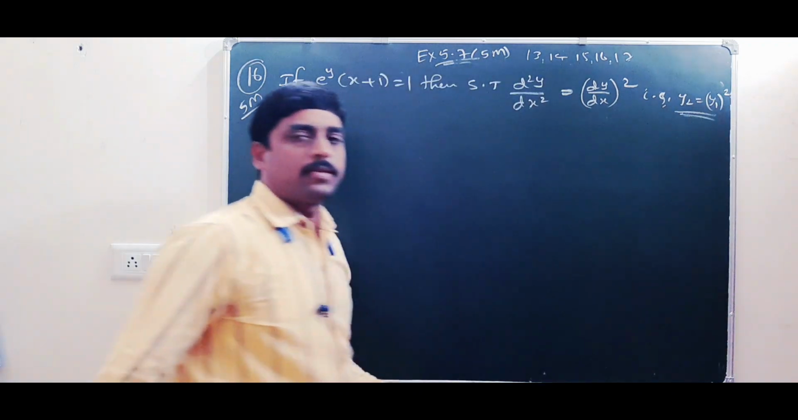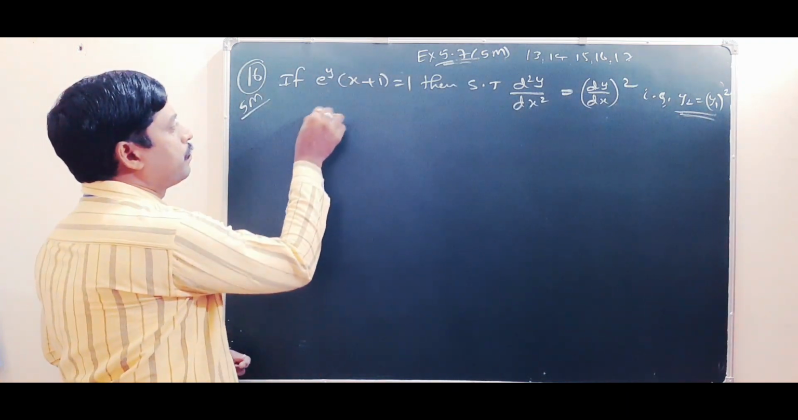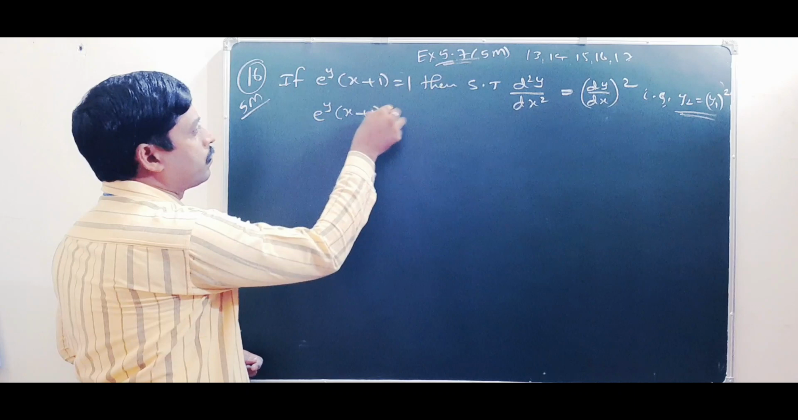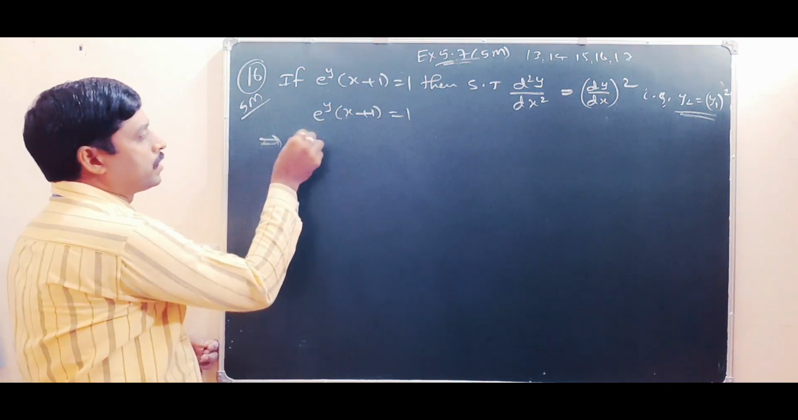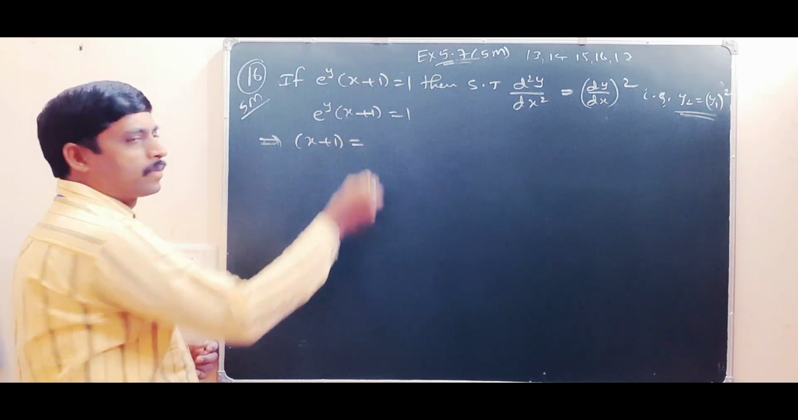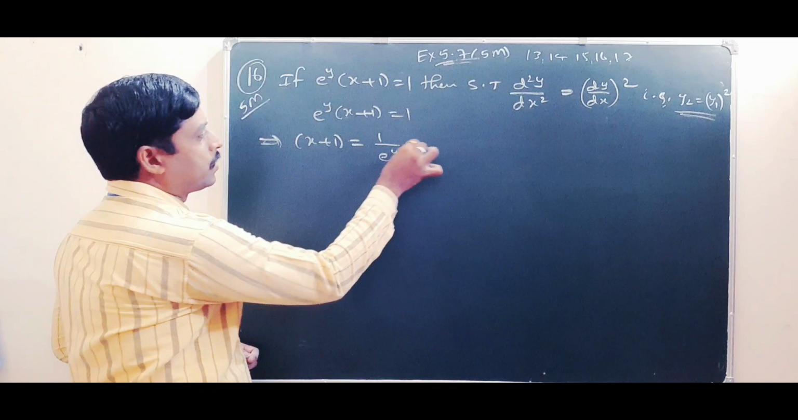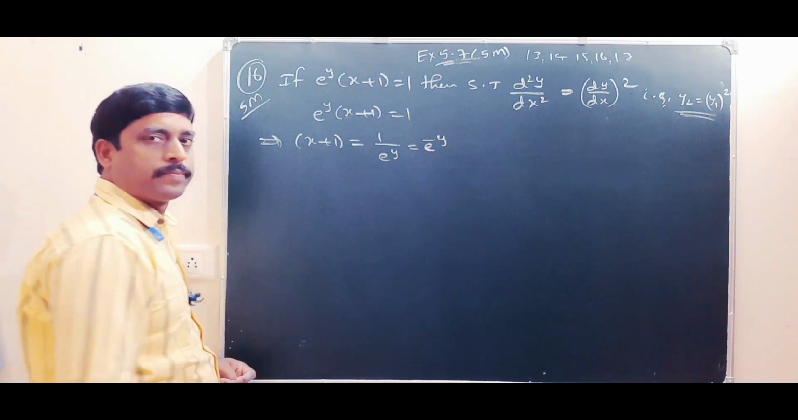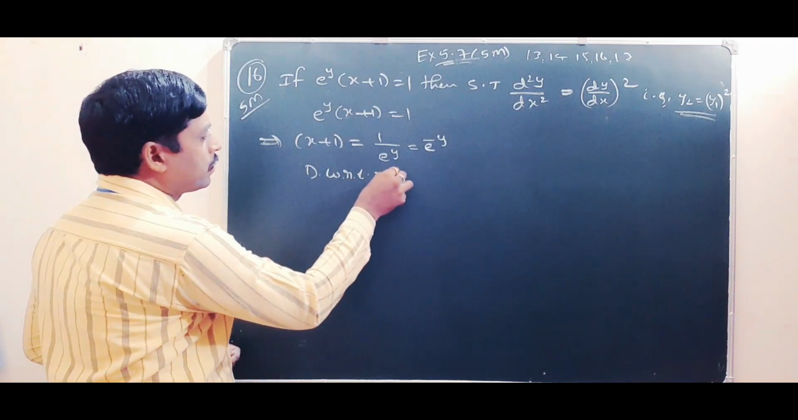First we have to find the derivative of y with respect to x. So e to the power y into (x plus 1) is equal to 1, given. From this equation, x plus 1 equals 1 by e to the power y, bringing it to the right side, which is nothing but e to the power minus y. So now, differentiation with respect to x on both sides.